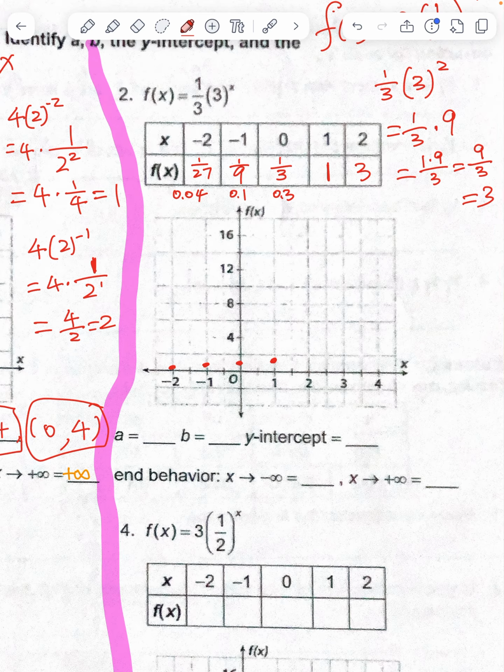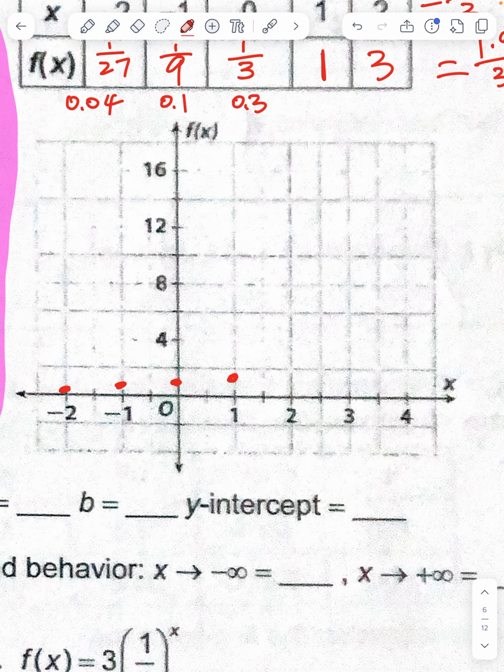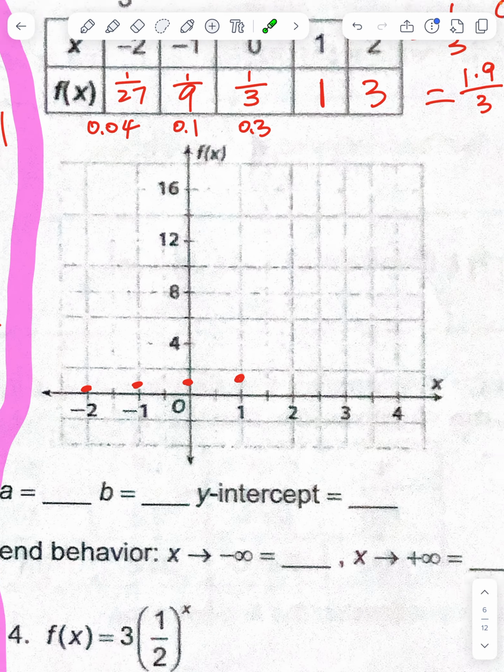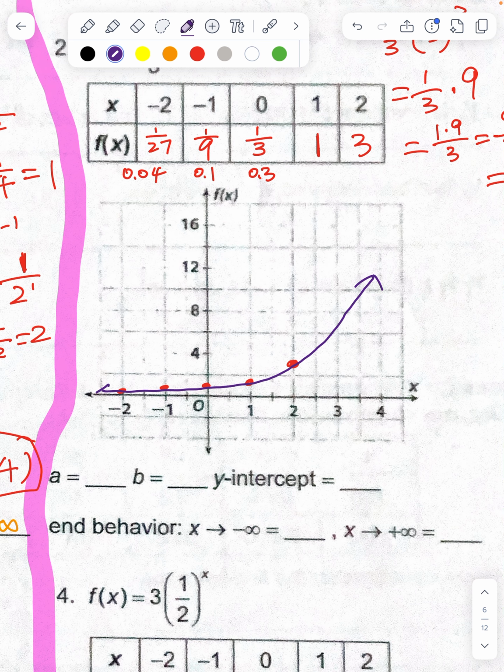My graph is not super accurate. All those points here should be even a little lower. Okay, when x equals 2, the y value is 3. Right here, pretty much. So the graph should look like this. Kind of slow. Okay.